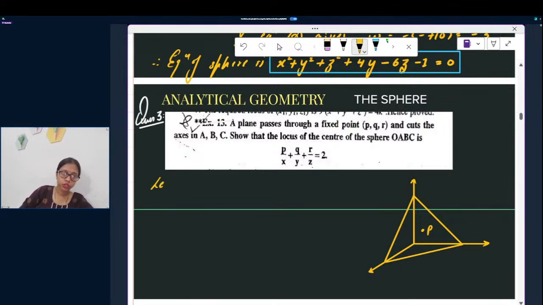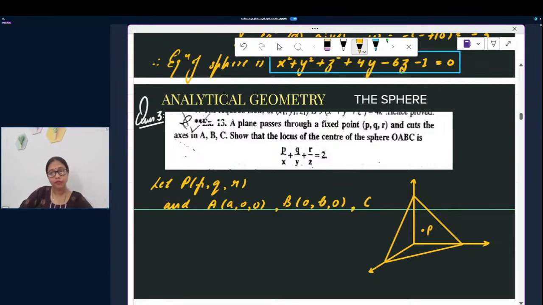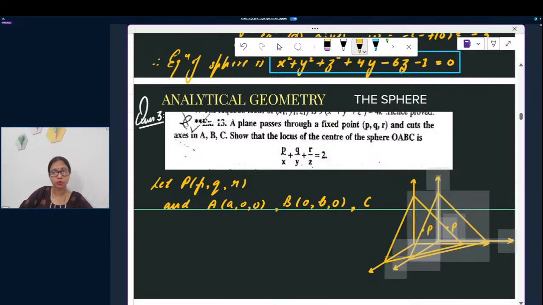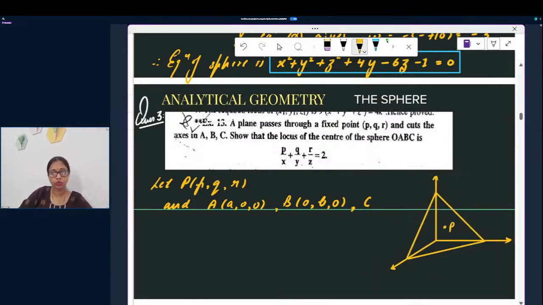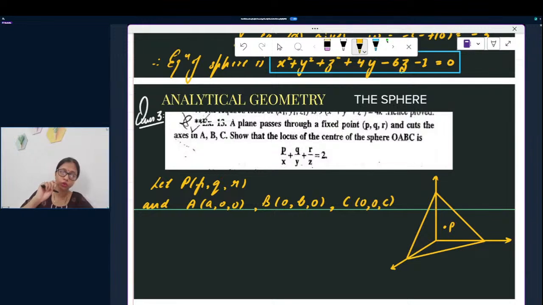So first of all, let this P be small p, q, r, and A is a comma 0 comma 0. B is, so there are 2 things you have to note here. Number one, I have taken this small a, small b, small c by myself. That is not given in the question, so I need to eliminate that. Number two, because they are changing, that is responsible for giving me the locus. Right? The plane is moving. You can also imagine that through a point there are infinitely many planes. Infinitely many planes means infinitely many choices of these ABCs.